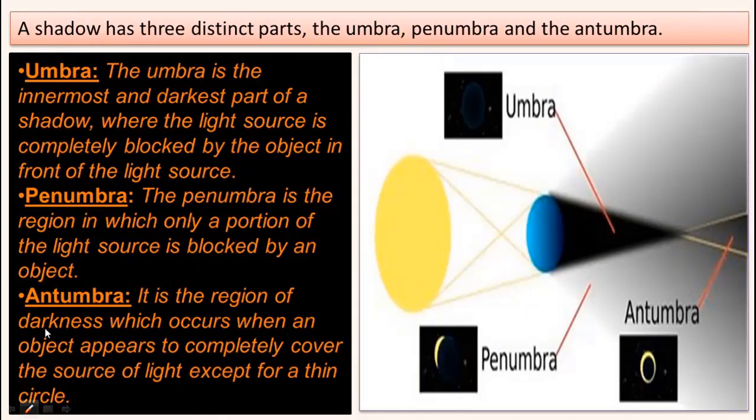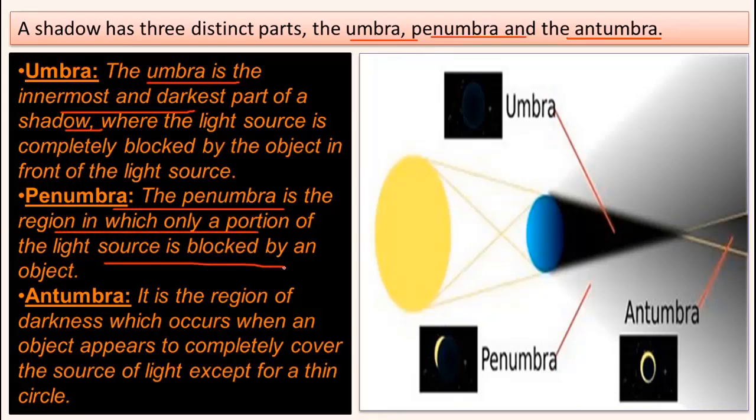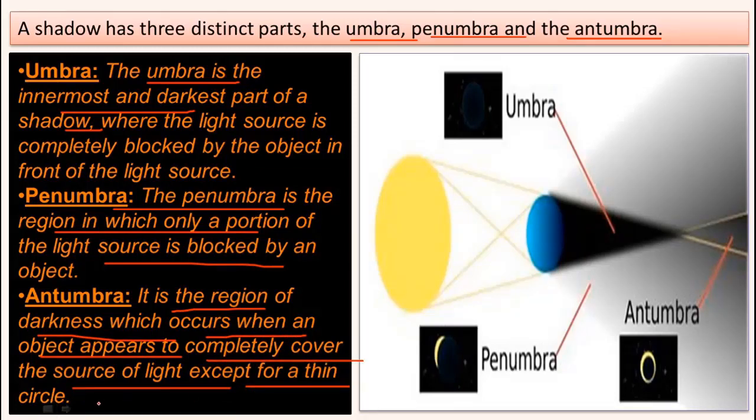Now, let's discuss the parts of a shadow. A shadow can be divided into three parts: umbra, penumbra, and antumbra. The umbra is the innermost and the darkest part of a shadow. Penumbra is the region in which only a portion of the light source is blocked by the object, whereas antumbra is the region of darkness which occurs when an object appears to completely cover the source of light except for a thin circle. Let's understand more about all these kinds of shadow with an animated video.